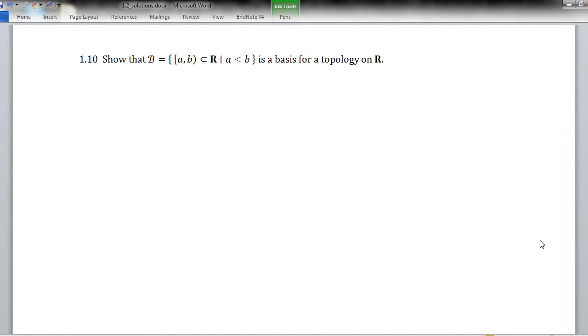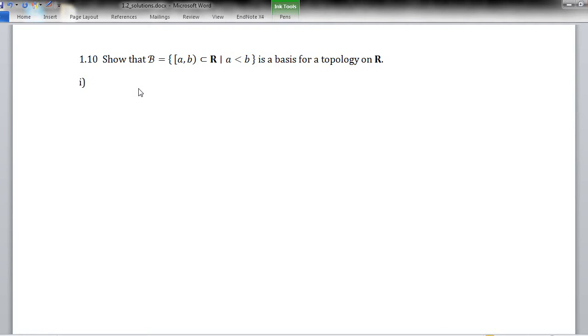Let's check that this collection B of all intervals on the real number line that are closed at the left endpoint and open at the right endpoint is a basis for a topology on R. This topology is going to be called the lower limit topology. We'll be seeing it again in the future.